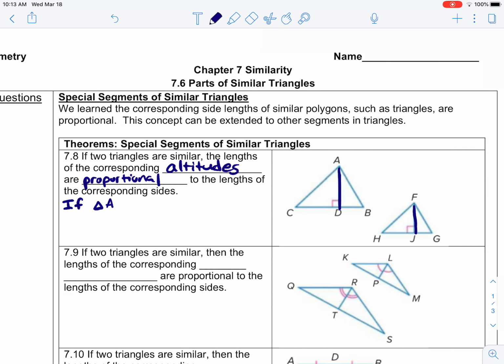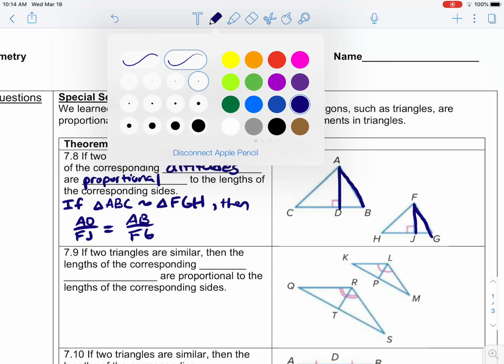So if triangle ABC is similar to triangle FGH, then we're going to compare our altitudes. So I just outlined our altitudes, AD and FJ, and that will have the same ratio as a side length. So let's just pick a side length. Let's say AB is a side length in that first triangle, and then the corresponding side length in the second triangle would be FG.